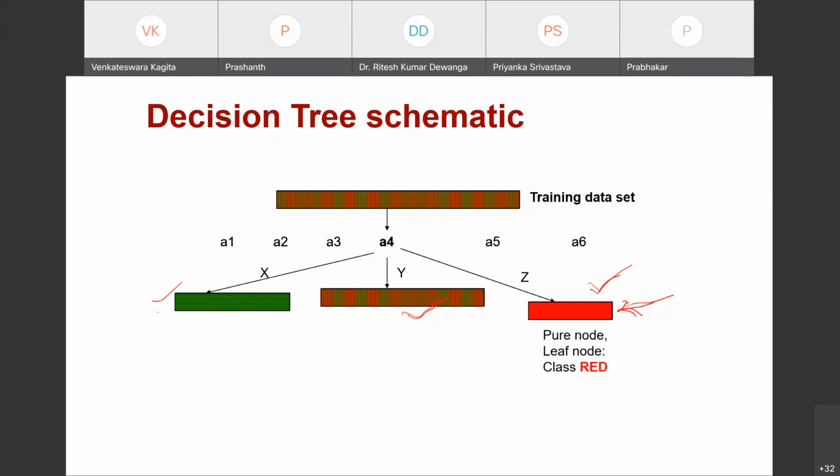But if you see here, the instances belong to multiple colors. So there is no purity at those nodes. If there is no purity at those nodes, you have to divide further and take the decision based on another level of nodes. So these two are the impure nodes.